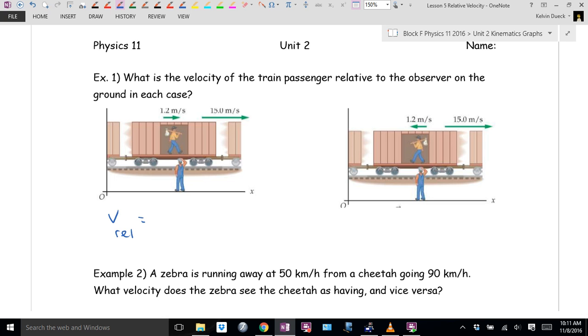1.2 meters per second to the right and 15 meters per second to the right. What would this guy on the ground see the person walking at? Yeah, 16.2 meters per second, because they're both in the same direction.